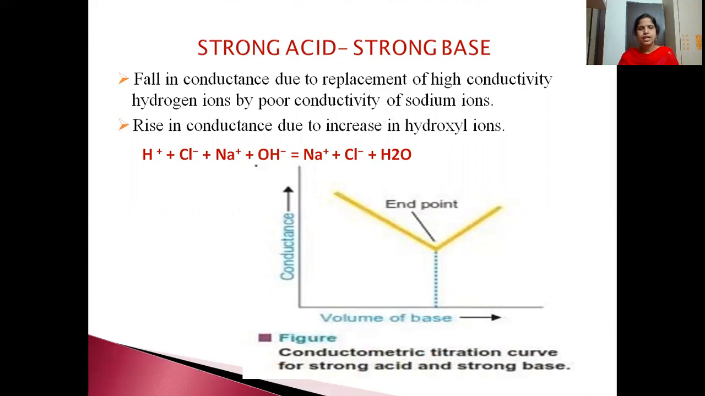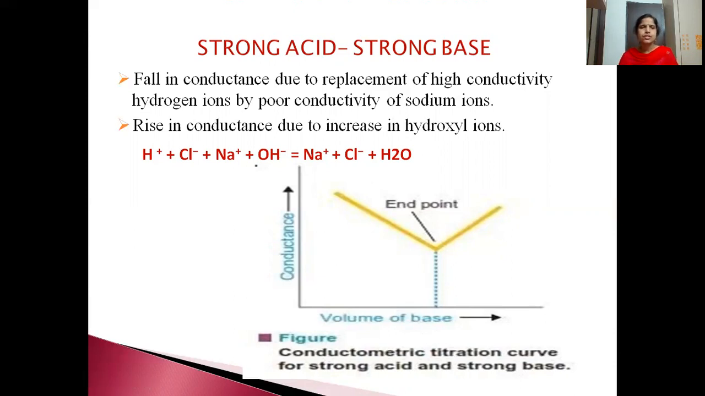Now if we plot a graph, it looks like this, by taking volume of base on the x-axis and conductance on the y-axis. We will get two lines, one is this one and the other is this. These two lines intersect at this point, and when you draw a perpendicular onto the x-axis, we can know the exact volume of base required to neutralize the acid.